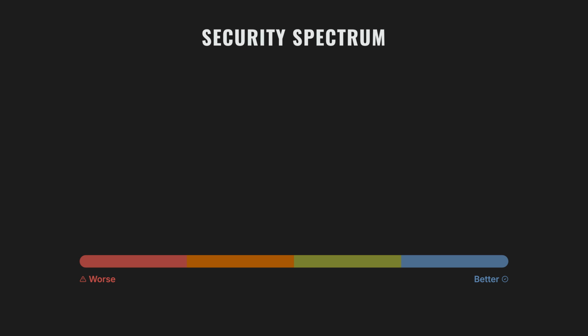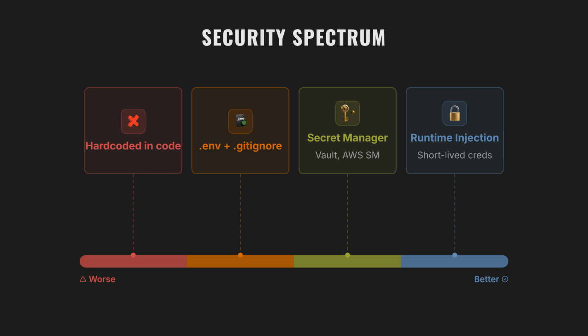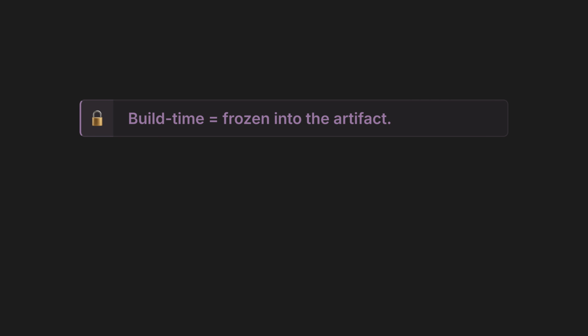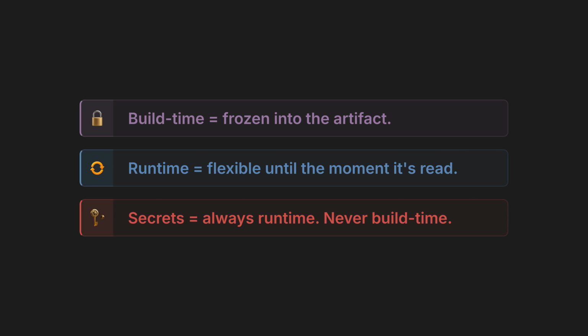For secrets, think of it as a spectrum. At the bare minimum, use .env files in your .gitignore. Better, a secret manager like Vault or AWS Secrets Manager that encrypts at rest, logs access, and can rotate credentials automatically. Best, have your infrastructure inject short-lived credentials at runtime. Your app never stores a static key. Build time, frozen into your artifact. Runtime, flexible until the moment it's read. Secrets, always runtime. Never build time, never committed to code.